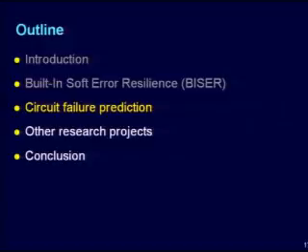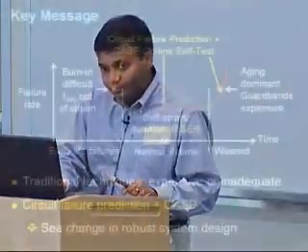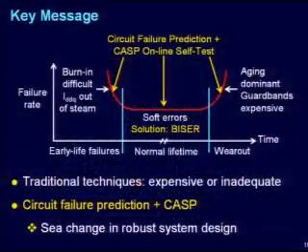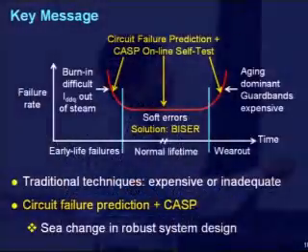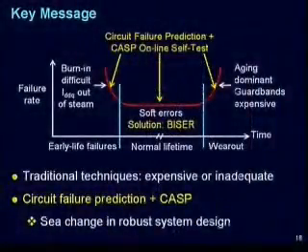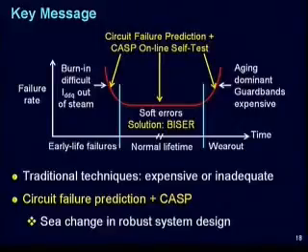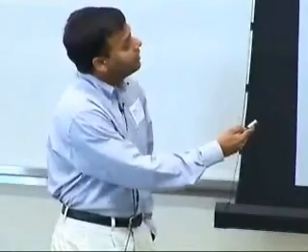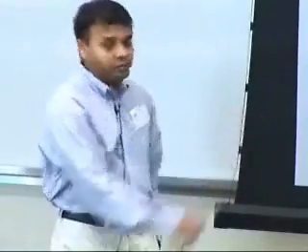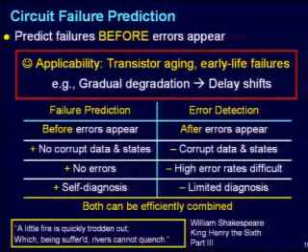Okay, so that's what I had to say about built-in soft error resilience, or BISER. And now I'll move on to the next topic, which is circuit failure prediction. So again, to remind you where we are, we said that for normal operation you care about soft errors and temporary errors and so on, and that's why you would be using built-in soft error resilience. Versus for early life failures and wear out, you'll be using this idea that we are calling circuit failure prediction with CASP online self-test. So let's look at what circuit failure prediction is.